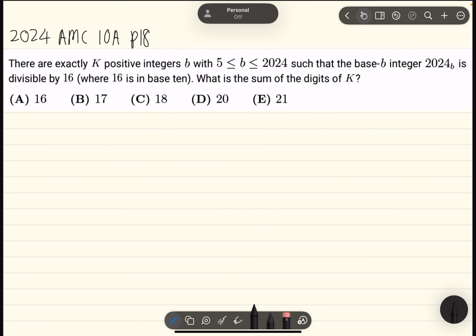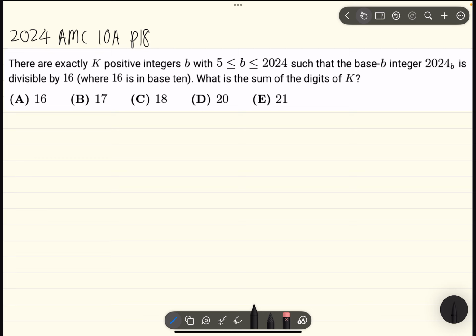Let's look at this problem. 2024 AMC 10A, Problem 18. There are exactly k positive integers b with 5 ≤ b ≤ 2024 such that the base b integer 2024 is divisible by 16, where 16 is in base 10. What is the sum of the digits of k?